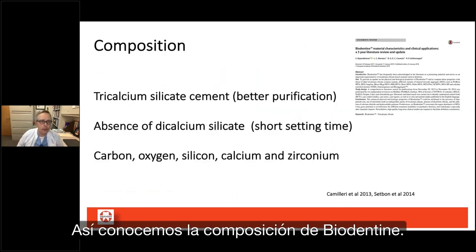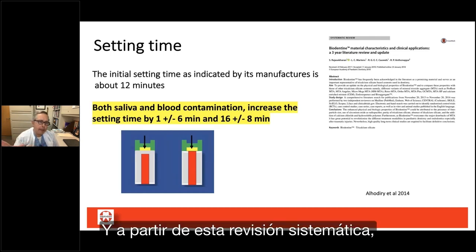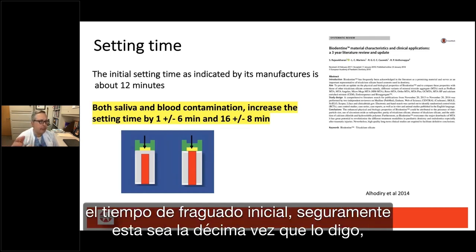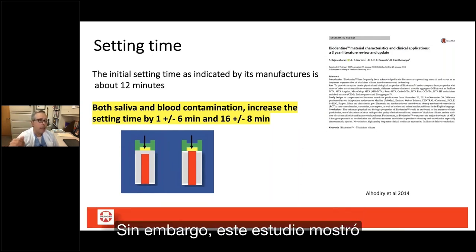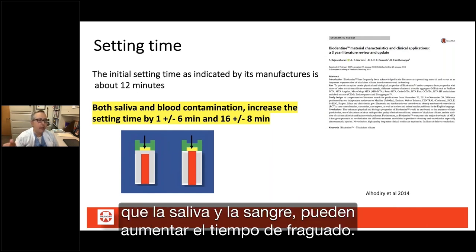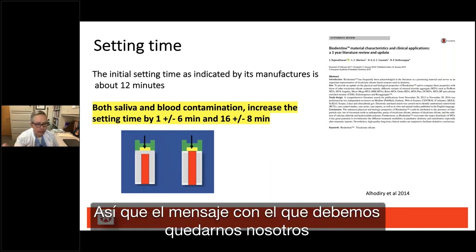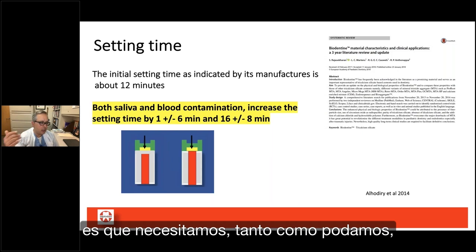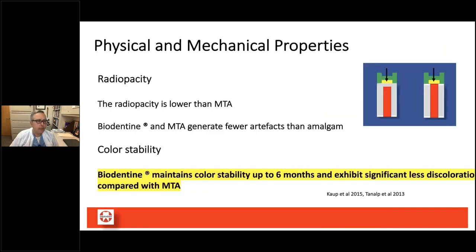So we know the composition of Biodentine. And coming from this systematic review, the initial setting time, I have probably said 10 times, is 12 minutes. However, one of the studies they reviewed showed that saliva and blood can increase the setting time. I don't really care for how long we'll be increasing the setting time. I think the take-home message is that, as much as we can, we need to try to work in an environment without saliva and without blood.